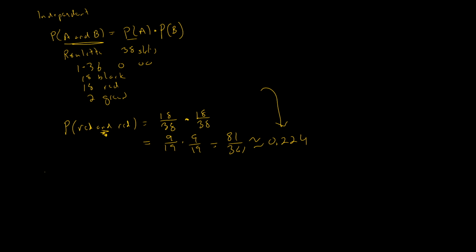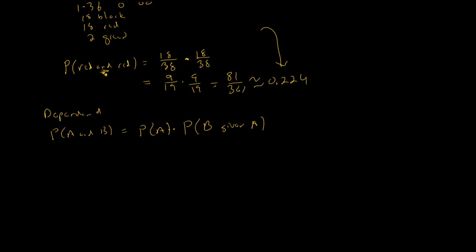Now, if events are dependent, then what we have for the probability of A and B is the probability of A times the probability of B given A has happened, because A is going to change the probability of B. I always kind of think of this in a card way. And so what I want to do is look at an independent and then a dependent.